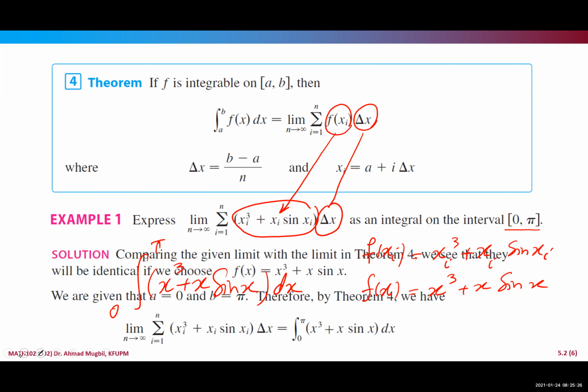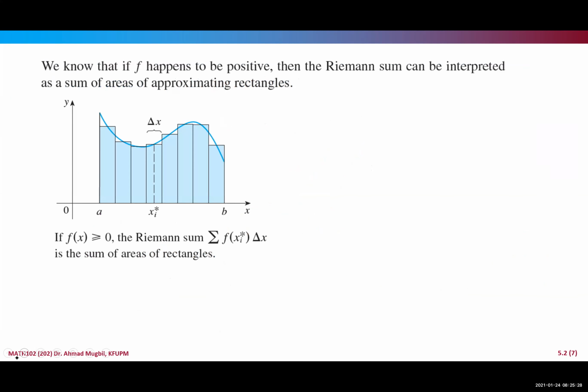Okay, so let's now connect what we are doing now with what we have done in 5.1. What we know so far is that if f is positive, then the Riemann sum can be interpreted as a sum of areas, because this is the sigma of f of xi Δx, the sum of the areas of these approximating rectangles.